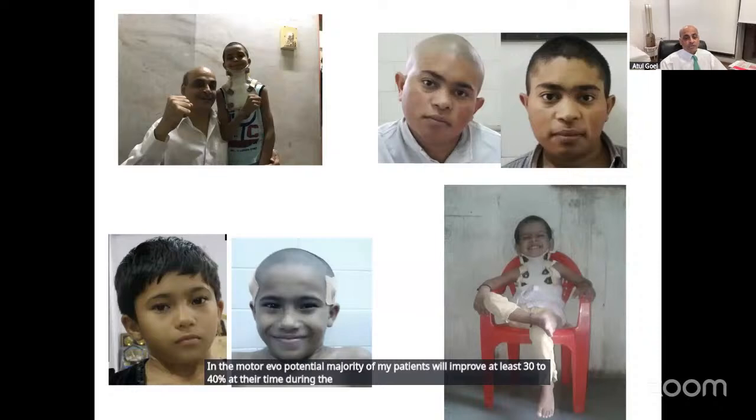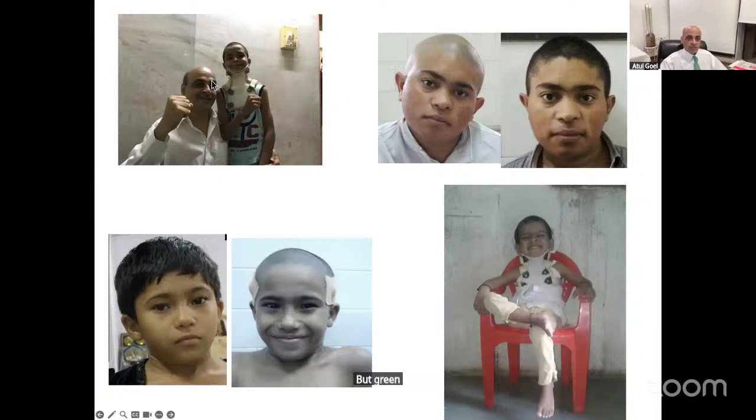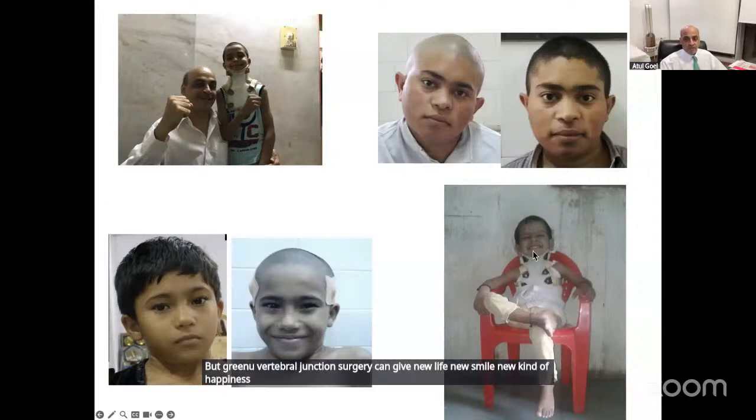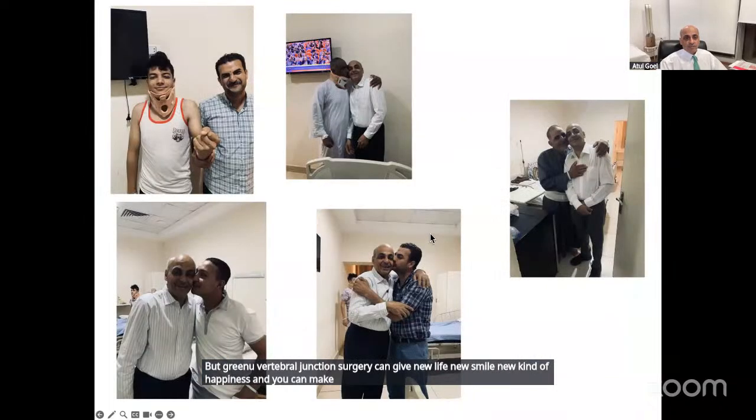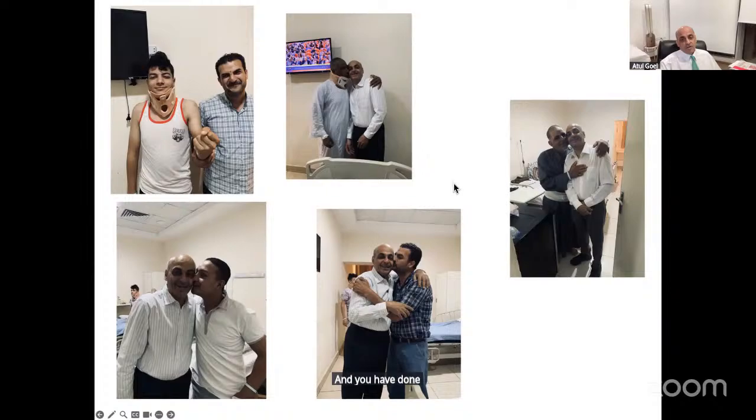So in short, craniovertebral junction surgery is difficult. Craniovertebral junction surgery is dangerous, but craniovertebral junction surgery can give new life, new smile, new kind of happiness, and you can make them kings. And you can personally get kisses after kisses from the patient, from the relative, and you have done a big thing for the lives of these people.